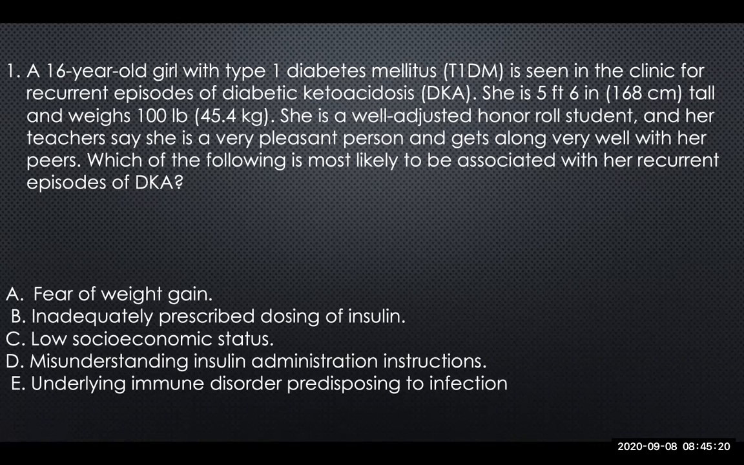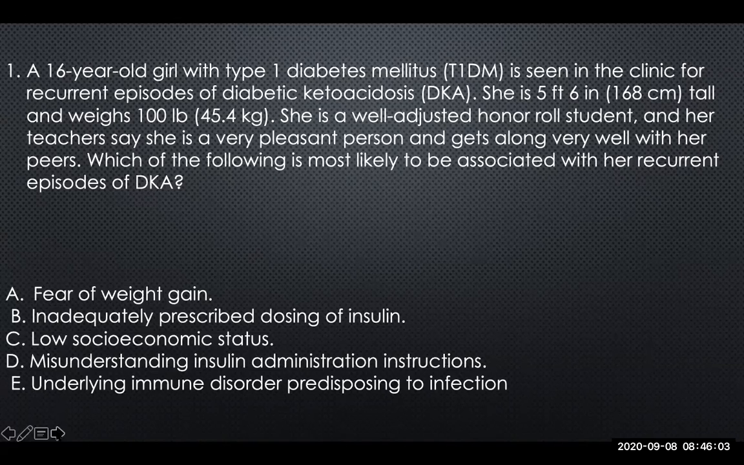So I'll read it. A, fear of weight gain. B, inadequately prescribed dosing of insulin. C, low socioeconomic status. D, misunderstanding insulin administration instructions. E, underlying immune disorders predisposing to infection. Well, the question I did yesterday, the girl is not compliant with her insulin injection, but we don't have this choice here, so I may choose C. So remember that it's a teen, right? This patient, 16-year-old girl.